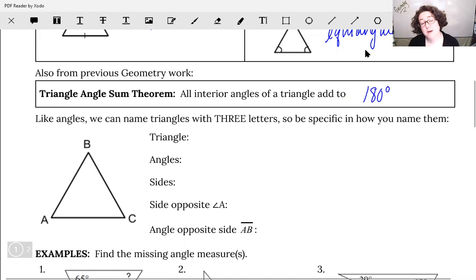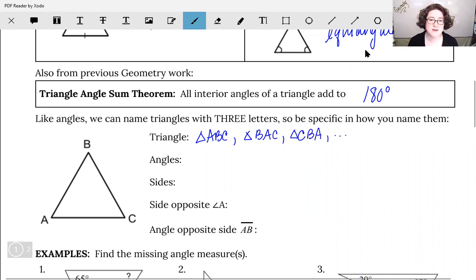Just some reminders about triangles and how we might name them. When we're naming a triangle, we want to be very specific and always use all three letters. So we could name this triangle that we have here, triangle ABC, or we could name it any combination. So it could be BAC, it could be CBA, it could be a whole bunch of different combinations. But notice before each one, I'm putting a little triangle symbol to show that this is a triangle.